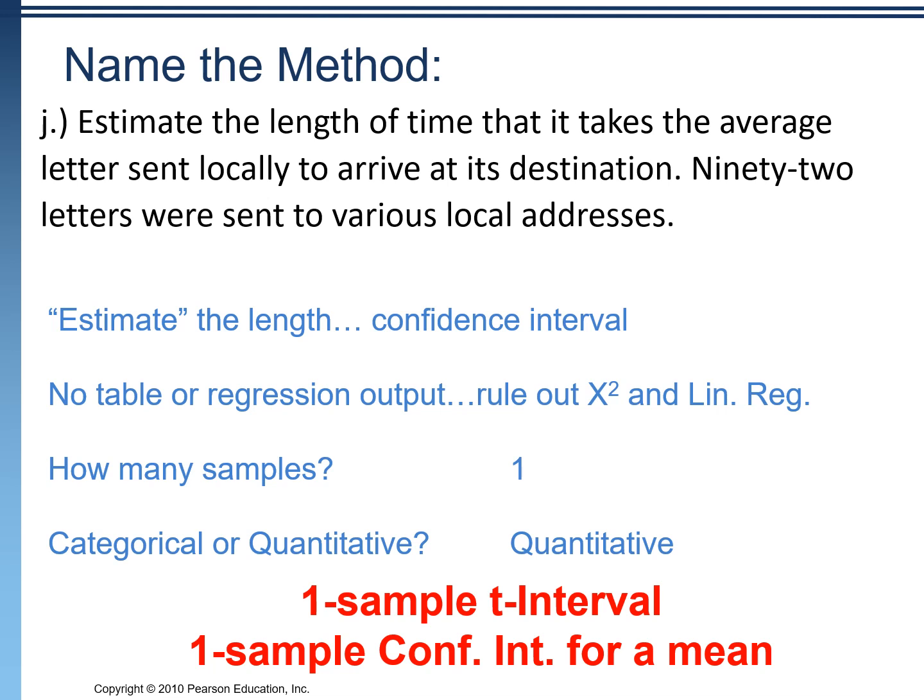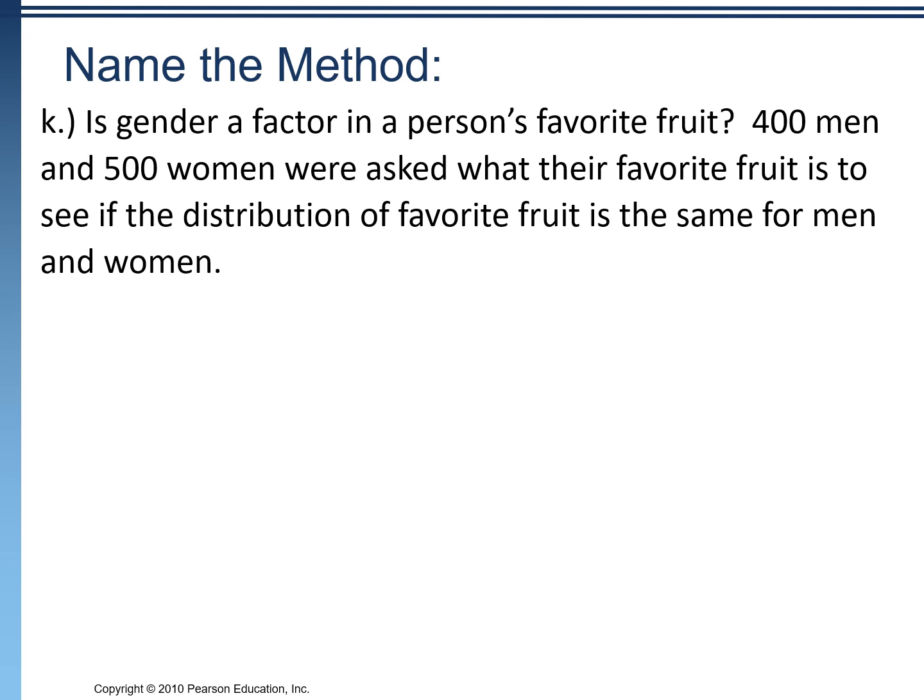This would be a one sample t interval, and it could also be called a one sample confidence interval for a mean. Is gender a factor in a person's favorite fruit? 400 men and 500 women were asked what their favorite fruit is to see if the distribution of favorite fruit is the same for men and women. Now, this one, if you were given this as an FRQ, it would give you some additional stuff, which I think would make it clearer to you which type of test it would be. But since we're just naming the method, it's a little more ambiguous.